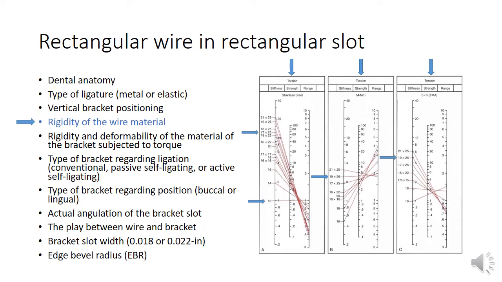And even the stiffness of a 21 by 25 TMA wire is 6, while the stiffness of a 17 by 25 steel wire is 12.5, which means more than 2 times force, or in other words, better control of third order position in 18 slot brackets than 022 brackets.